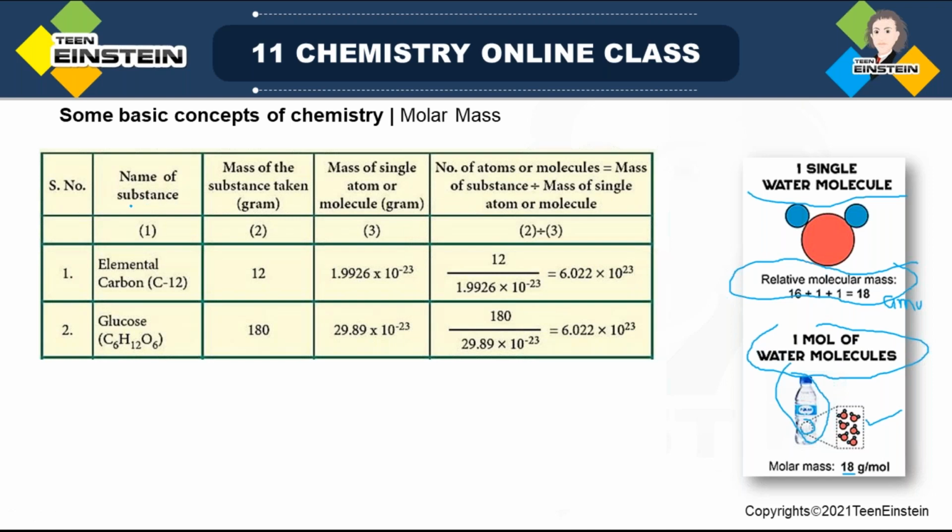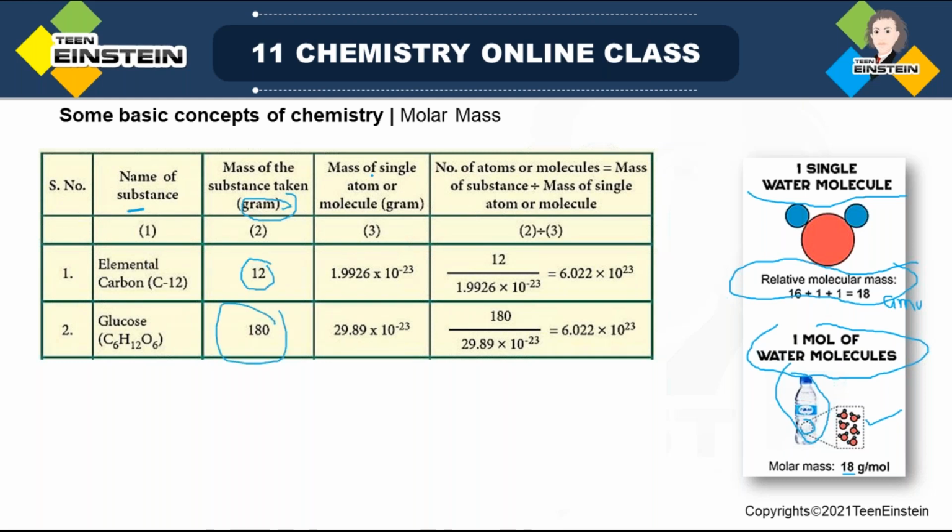Here we have in these columns the names of some compounds, then the mass of the substances taken in gram, that is the sample mass, the given mass. Sorry, the mass of the substance is basically the molar mass, you can say, because it is in terms of gram. So for elemental carbon we know it is 12 gram, for glucose we know it is 180 gram.